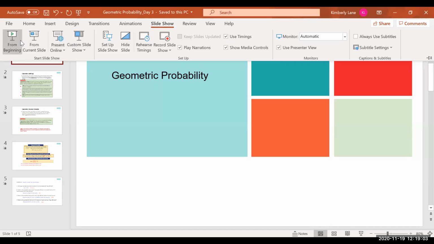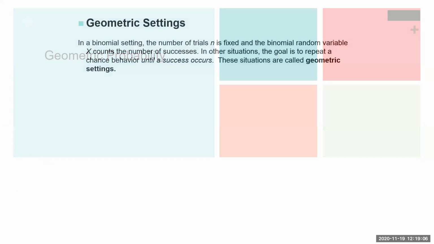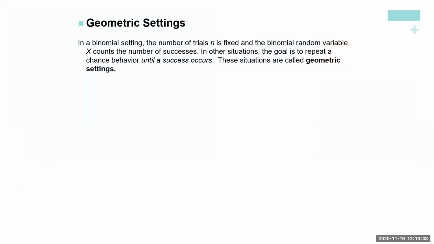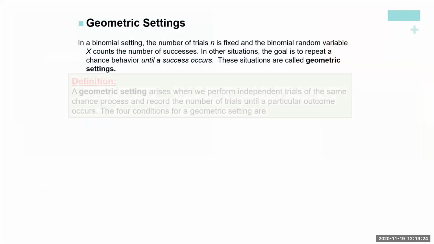Talk about geometric probability. So in a binomial setting, the number of trials n is fixed and the binomial random variable x counts the number of successes. In other situations, the goal is to repeat a chance behavior until a success occurs. And these situations are called geometric settings.